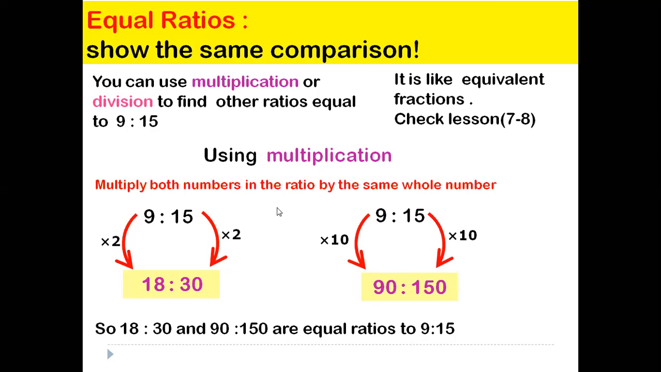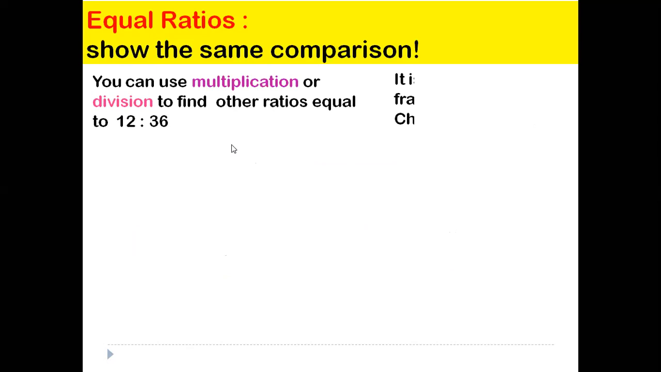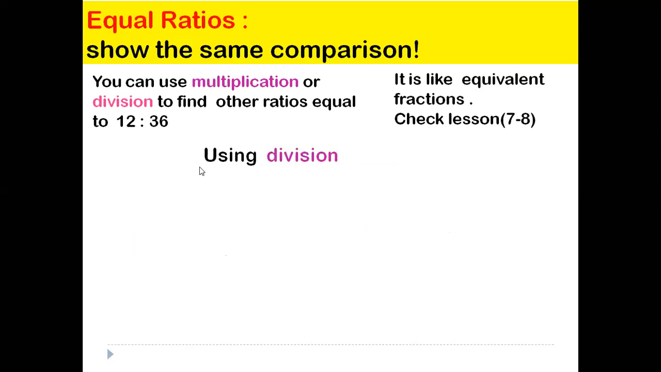Can we write more equal ratios by multiplication? You can write an infinite number of equal ratios. You can multiply them both by 3, 4, 6, 100, million, whatever you want. By the way, we can also use division. Look at 12 to 36. We need to use division to write equal ratios for 12 to 36. We divide both numbers, but not by any number we want. You have to be careful in division that when you want to divide, you choose a common factor between the numbers. So this is 12 to 36.